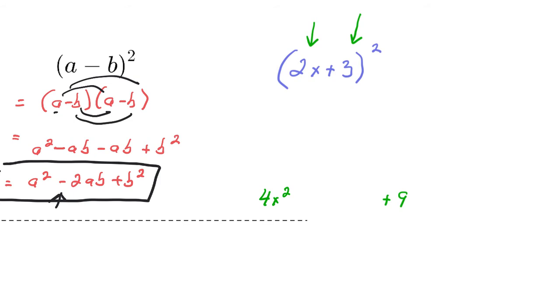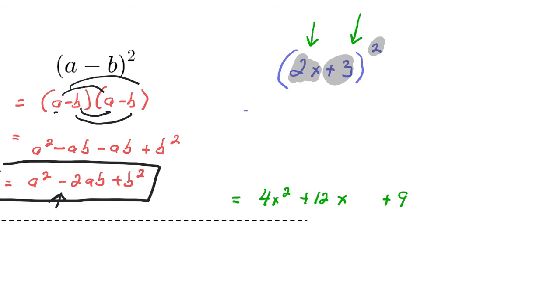The middle term is 2 times 2x times positive 3. So that middle term is 2 times 2, which is 4, times 3, which is 12, times x is 12x. And I've now just expanded my perfect square trinomial.